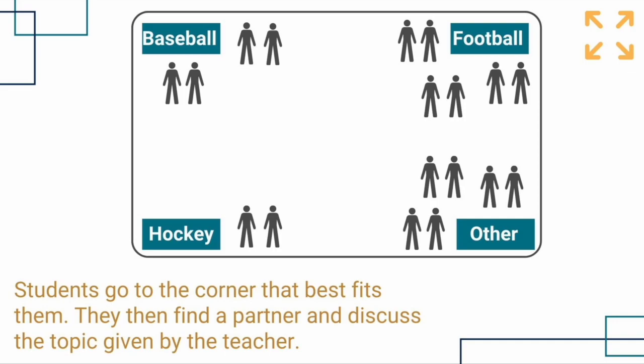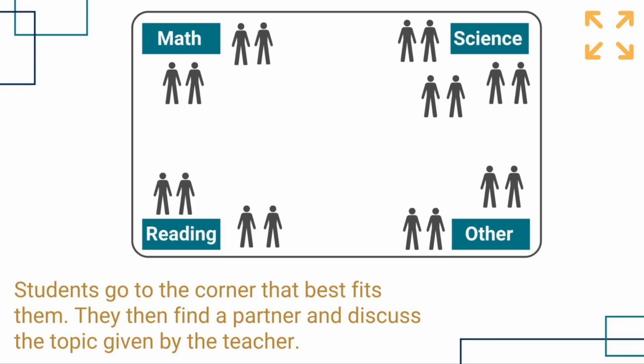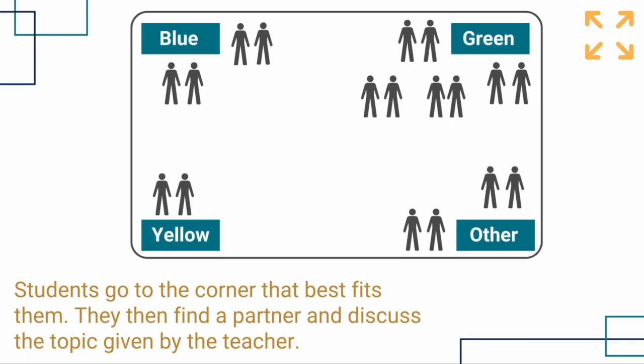Other is important here because there are a lot more than 4 sports and you want every student to have a place to go, even if their favorite sport is not one of the ones that you chose to place in the corners. For example, if a student's favorite sport is swimming, they can go to the other corner. Maybe you ask your students, what is your favorite subject? Math, science, reading, or other. What is your favorite color? Blue, green, yellow, or other.